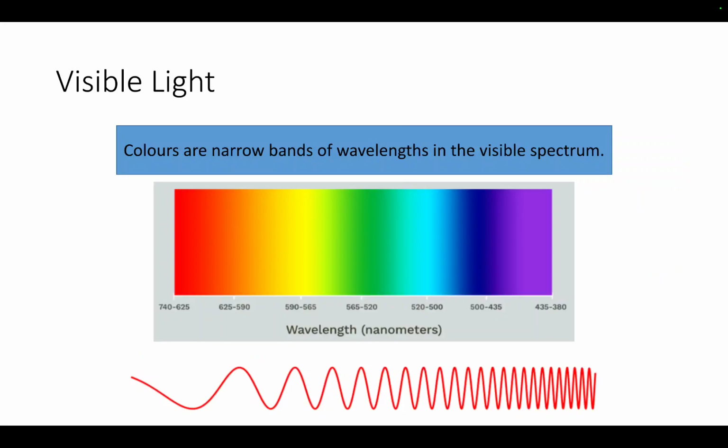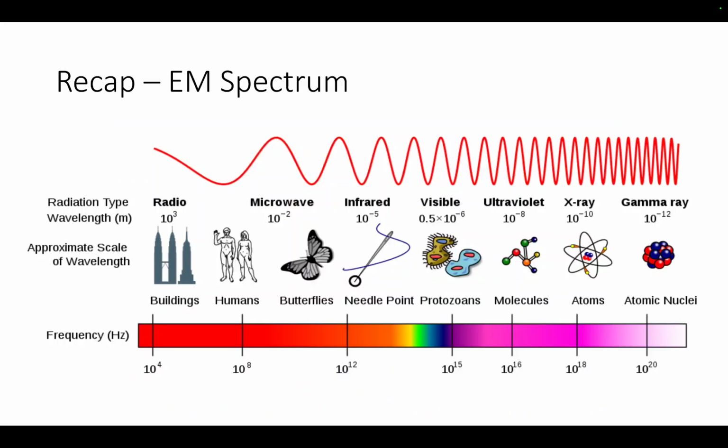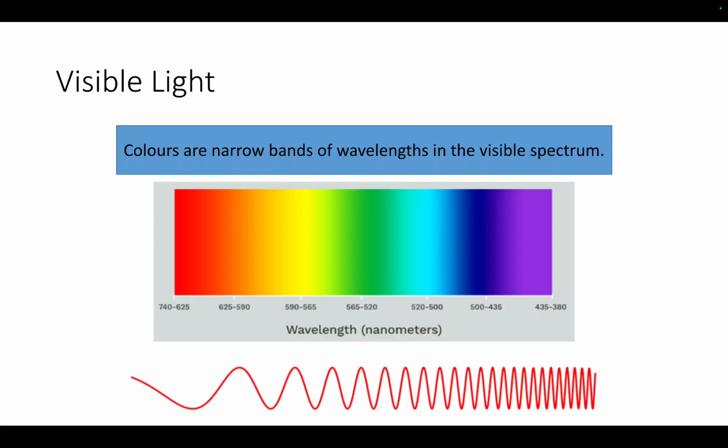So colours are narrow bands of wavelengths in the visible spectrum. As you can see, the longer wavelengths are the red side and the shorter wavelengths, as we get to the blue side, which is exactly the same as the EM spectrum. Radio waves are the longest wavelengths, as you can see at the top. As you move to the right, gamma rays have really short wavelengths. Same with the colours, so red are longer, blue are shorter in terms of the wavelength.